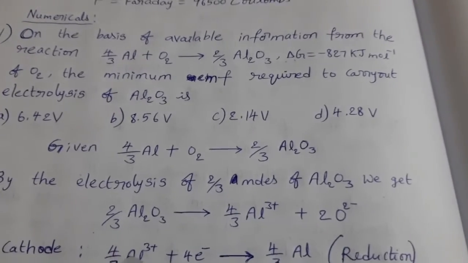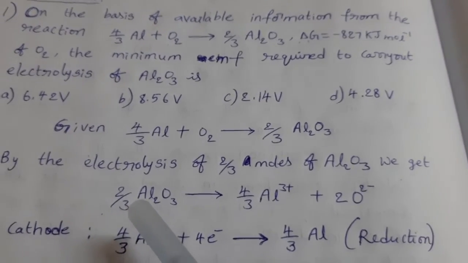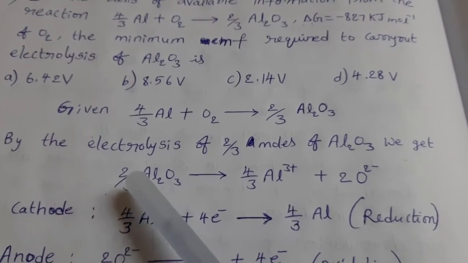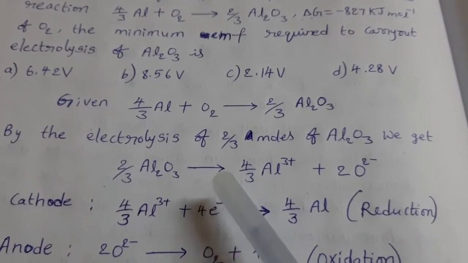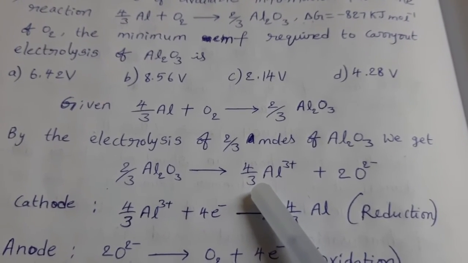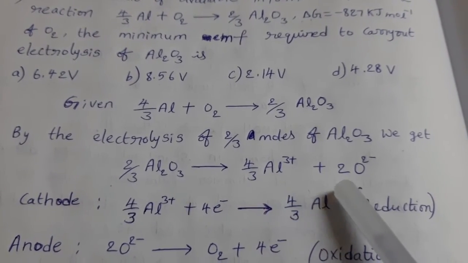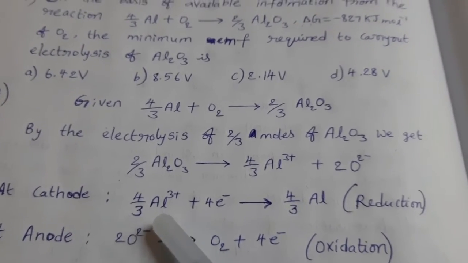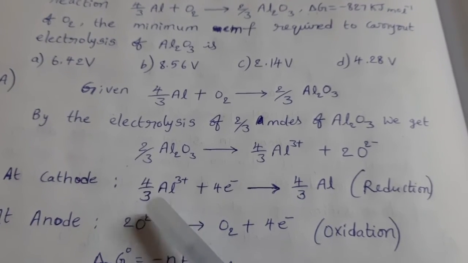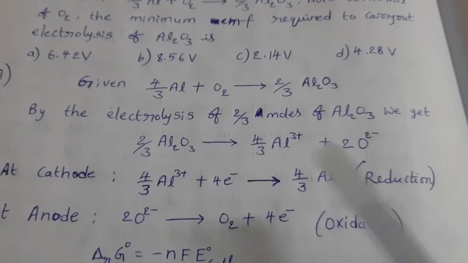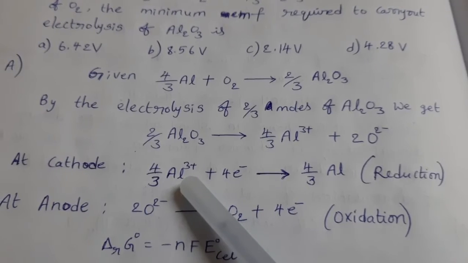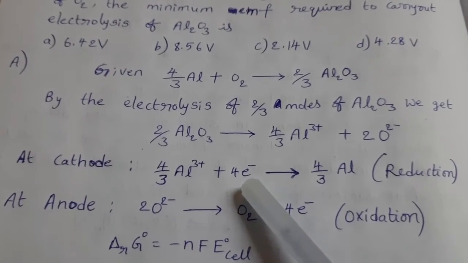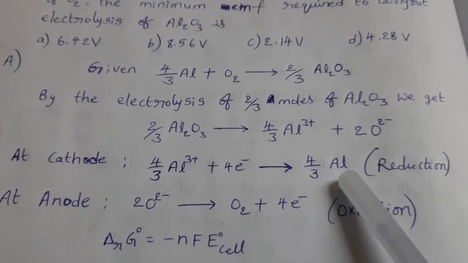Okay, so see clearly, on the electrolysis of 2/3 moles of Al2O3, we can get 4/3 moles of aluminum ion and 2 moles of oxide ion. Aluminum ion means cation. So this cation is attracted towards cathode and undergoes reduction. 4/3 moles of Al3+ ion plus 4 electrons, we can get 4/3 moles of aluminum.